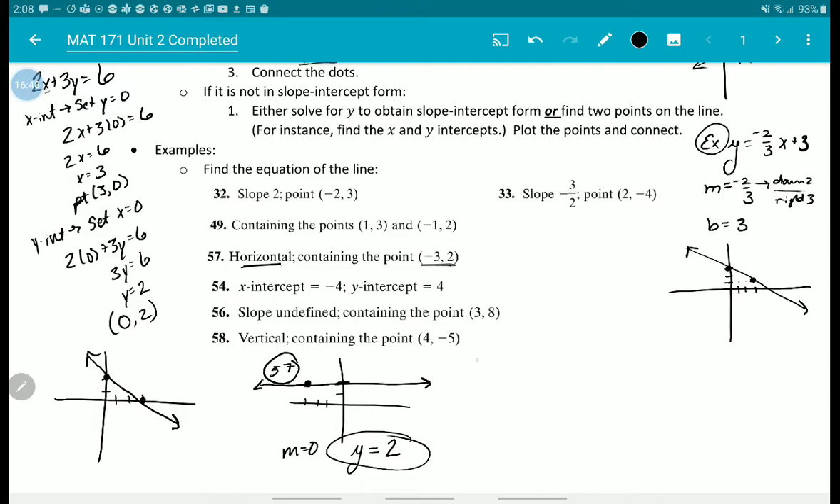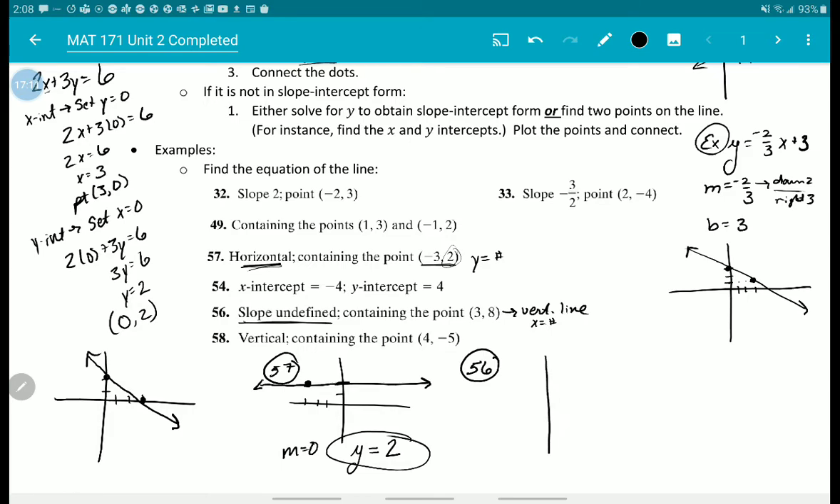Let's look at 56. We'll come back to 54. So 56, they're telling us the slope is undefined. That means this is going to be a vertical line. So that means it's got to be in the form x equals a number. Just like the last one was horizontal, it had to be in the form y equals a number. Notice that it was that y value. Same thing is going to be true here.